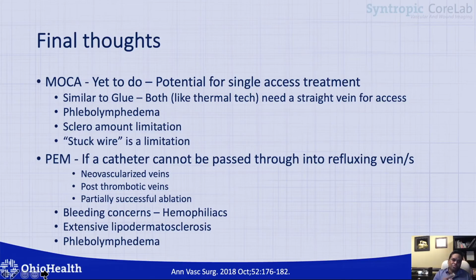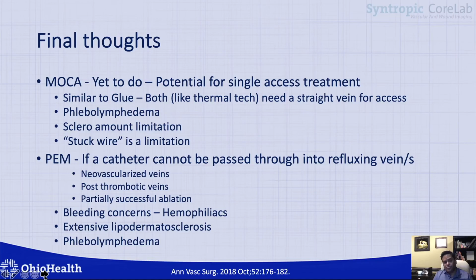And as the wire rotates, some people have had the wire stuck to the vein wall, and there's one report of externalization of the varicosity, the great saphenous vein. So that's one of the downsides.